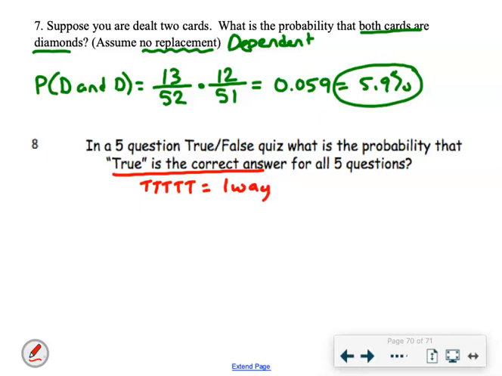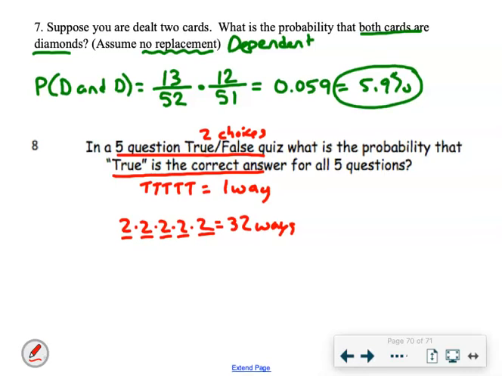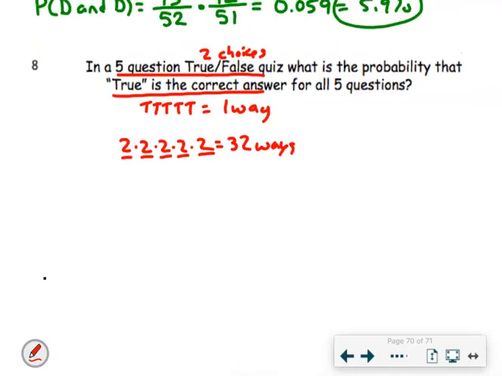The bottom of the fraction, okay, so the top is going to be 1. The bottom of the fraction, you have to think about this. Each of these is 2 choices. We have 5 questions that are 2 choices each. So that would be 2 times 2 times 2 times 2 times 2. There's 5 questions. Each question has the possibility of being either true or false. There's 32 ways to make an answer key with 5 true or false questions. So we have the top, we have the bottom, we can do the answer. The probability that it's true, true, true, true, true is one way to do that out of 32 possible ways.